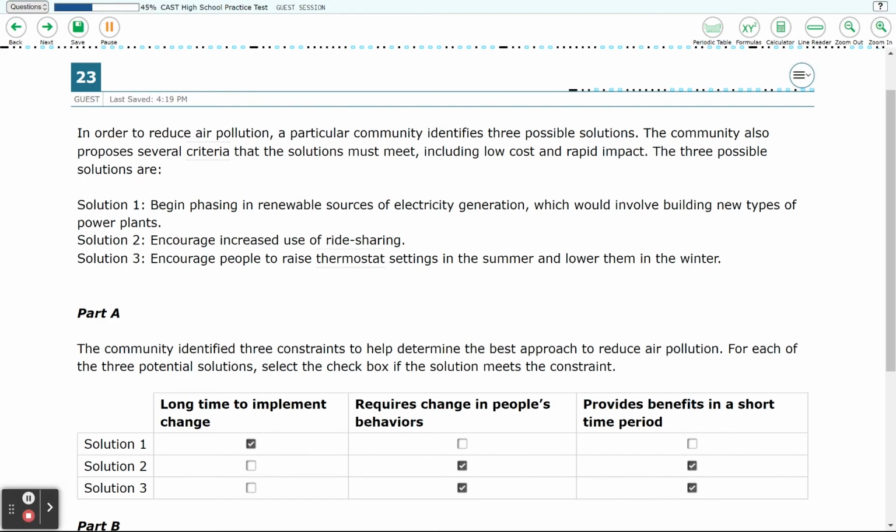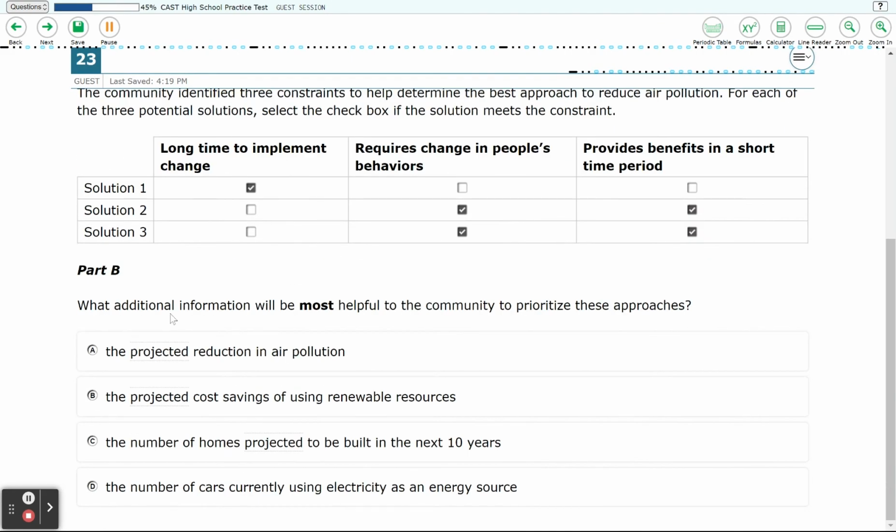Carry on with Part B of our question here. Part B, what additional information will be most helpful to the community to prioritize these approaches? A, projected reduction in air pollution. B, projected cost savings using renewable resources. C, the number of homes projected to be built in the next 10 years. D, the number of cars currently using electricity as an energy source.